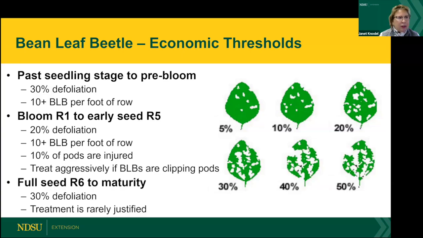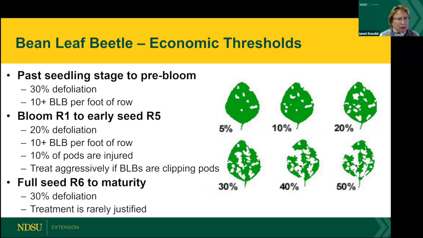For the other generations, once you get past the seedling stage to pre-bloom, we use 30% defoliation. Or there have been some states that use a count, 10 or more leaf beetles per foot of row. Once you move further on, the crop gets more developed from bloom, R1, to early seed, R5, then it goes down to 20% defoliation and stays the same, 10 or more leaf beetles per foot of row. And then also you have pods present later on.